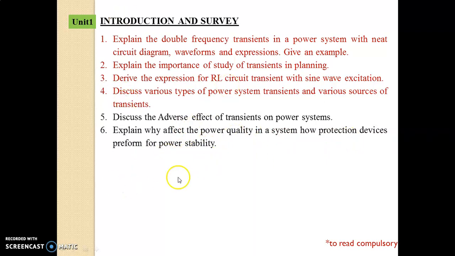Dear students, in these questions, I instruct all students to read compulsorily the first 4. If you want to ignore any question, don't ignore from the first 4. So these are all compulsory questions. You should not avoid these 4 which are marked in red color.